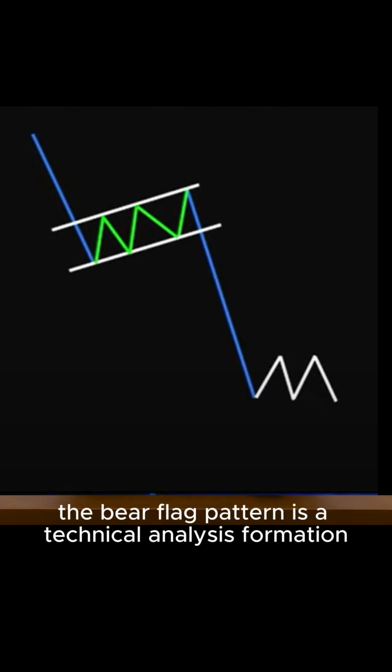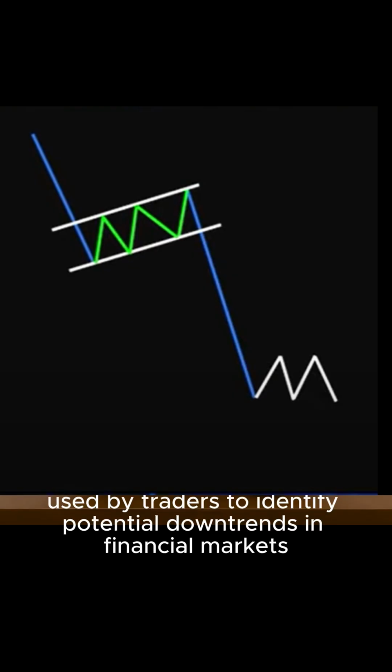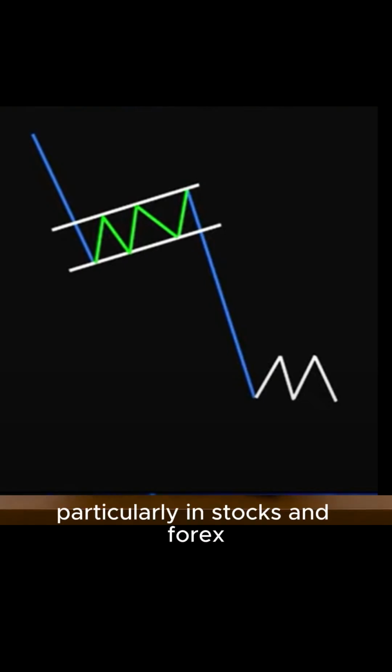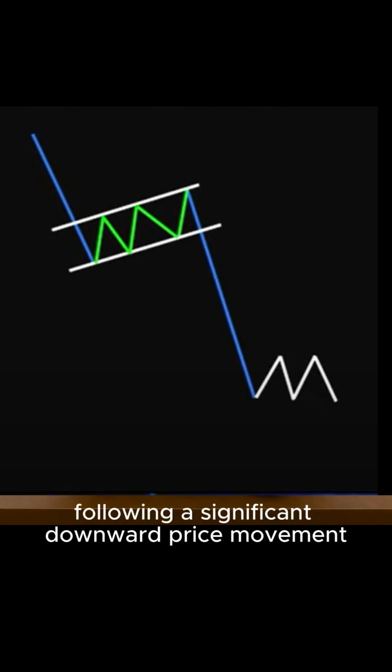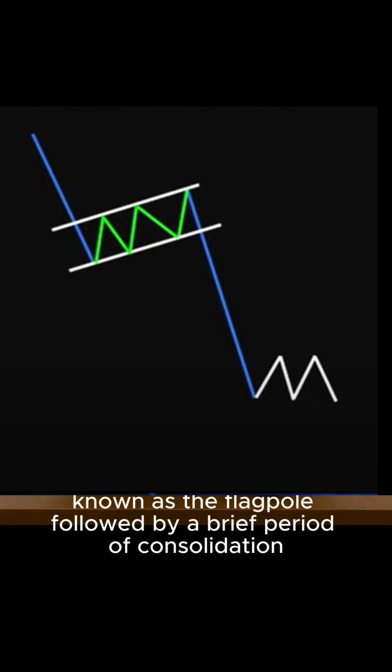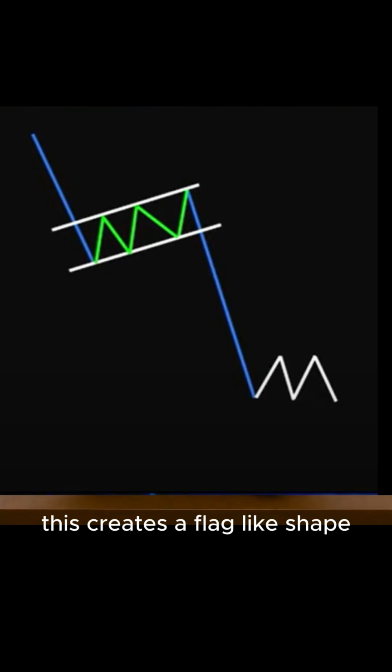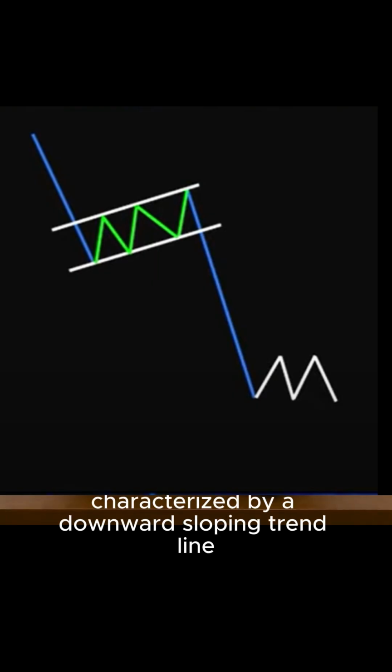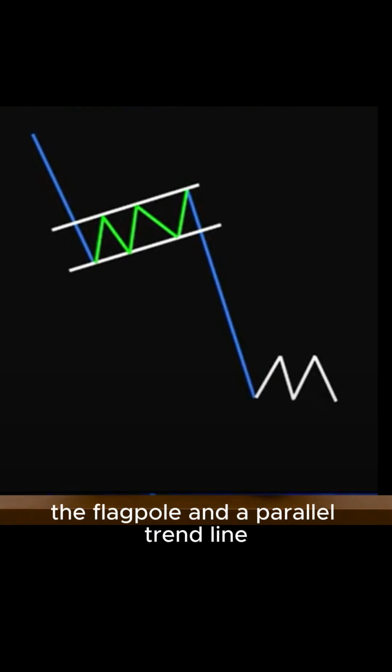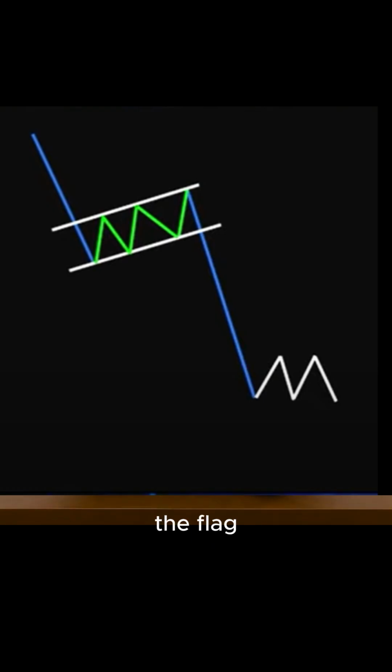The bear flag pattern is a technical analysis formation used by traders to identify potential downtrends in financial markets, particularly in stocks and forex. This pattern typically forms following a significant downward price movement, known as the flagpole, followed by a brief period of consolidation. This creates a flag-like shape characterized by a downward-sloping trend line, the flagpole, and a parallel trend line, the flag.